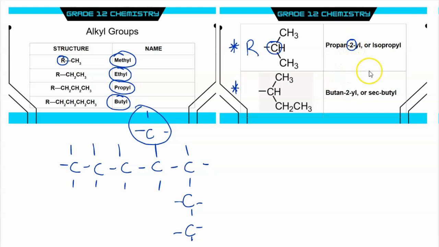Now there is a more familiar name for this. This can also simply be called isopropyl. Now it's the same thing with butyl. If I take the parent chain and connect it to the second carbon, I have to say butan-2-yl.